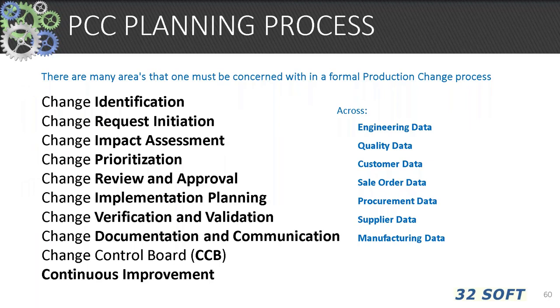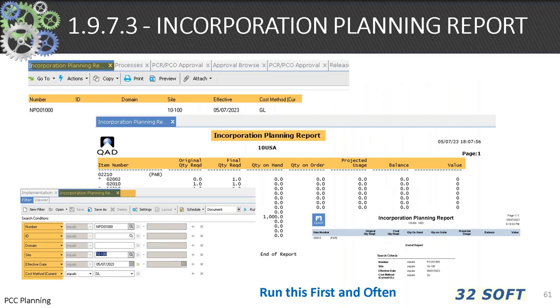Visibility into areas of product change control will play a large part in your planning, from change identification to request initiation, impact assessment, prioritization, review and approval, implementation planning, verification, validation, documentation and communication, and processing of the change board across engineering data, quality data, customers, sales order, planning, supplier, and manufacturing, all always striving for continuous improvement in the process.